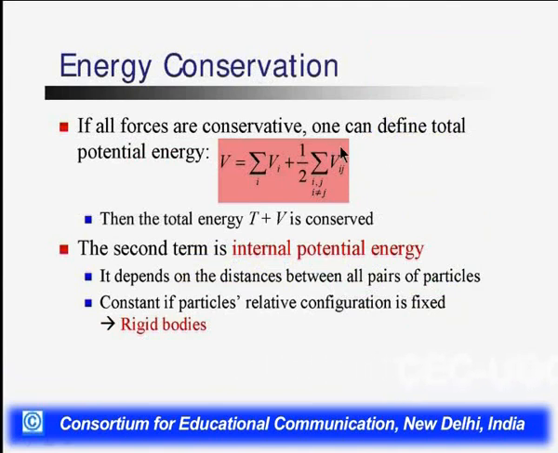Energy conservation: if all the forces are conservative, then we can define the total potential energy as V is equal to summation over i of Vi plus 1 by 2 summation over i, j, i not equal to j, of Vij. Similarly here, the total energy T plus V is conserved. Previously we defined that T is conserved, now we have V is also conserved. The second term is the internal potential energy. This is the internal potential energy, and it depends on the distance between all the pairs of the particles. And it is constant if the particles' relative configuration is fixed, which is the example of a rigid body.